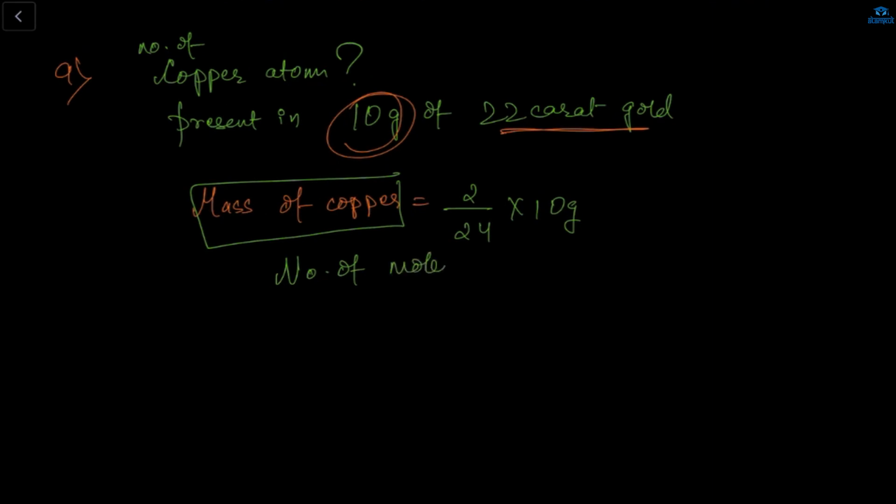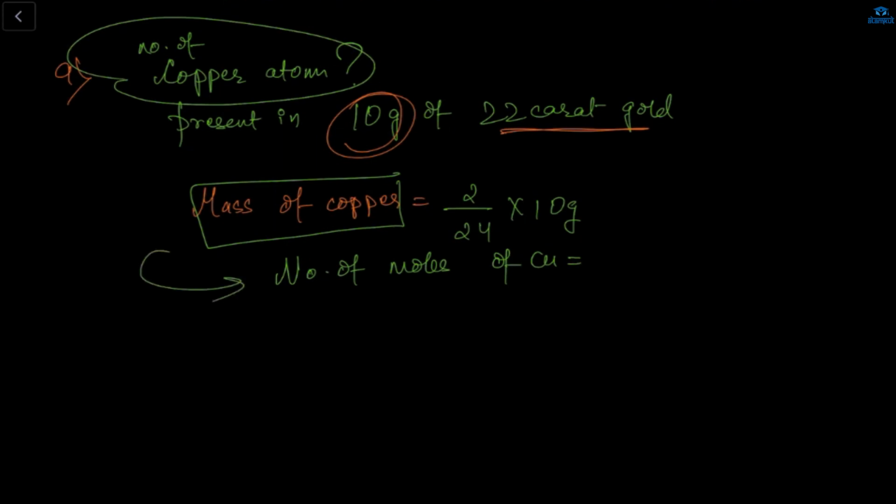So your number of moles of copper will be how much? It's asking number of copper atoms. So it'll be 2 by 24 into 10 by 63.5. Into 6.022 into 10^23, which is Avogadro's number. Yes, 63.5. And then what you have to find? Number of atoms of Cu is equal to number of moles into Avogadro's number.